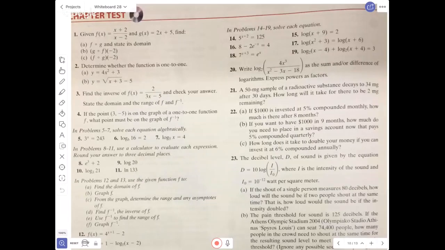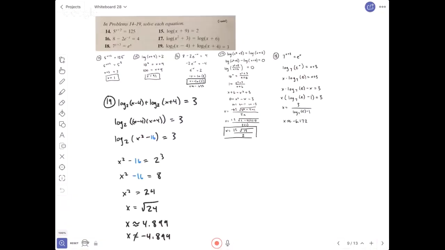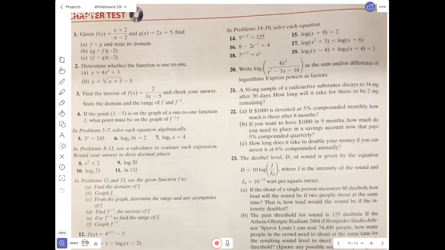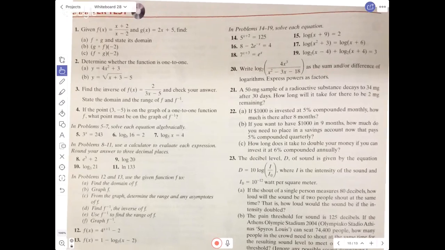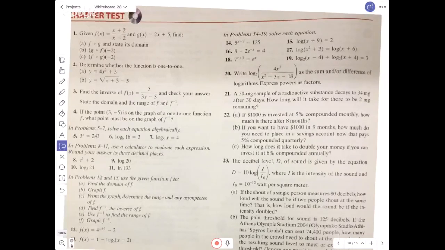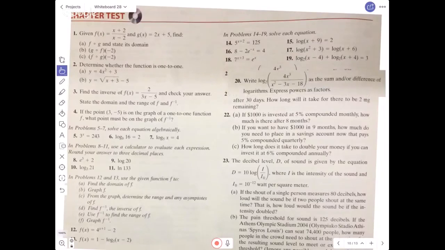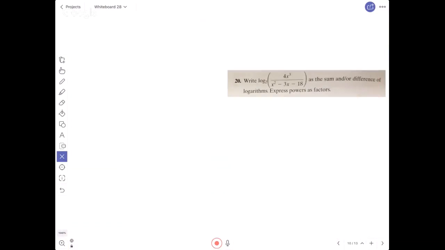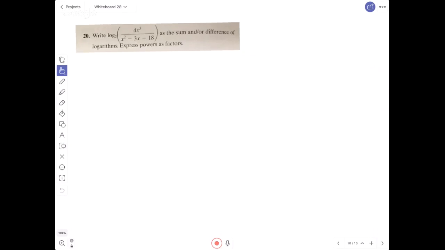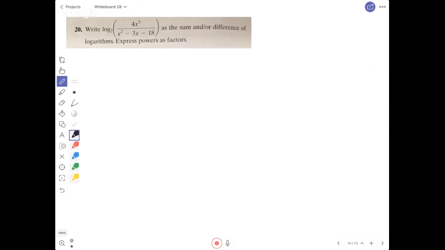20 is fast. Let's do 20. 20 is a quick one, and 20 is an extended standard. So extended properties of logs is an extended standard.